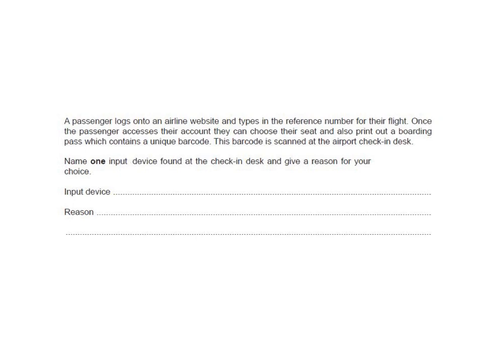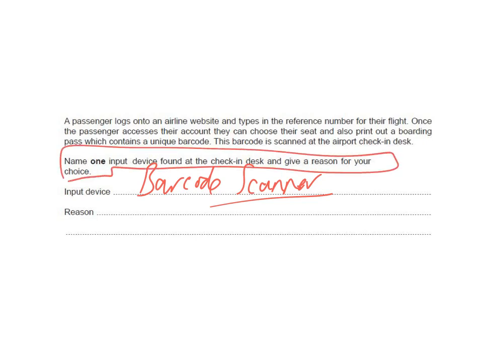Passenger logs onto airline website, reference numbers, choose the seat, barcode scan, 1 input device at the check-in desk. Well, we've already answered this one at the check-in. So we've got barcode scanner. Now, hopefully you guys have travelled enough to know this one. Now, the reason for it is going to be to scan the barcode on their boarding pass. Other answers: it says input device at the check-in desk and give a reason for your choice. Just think about the check-in desk.